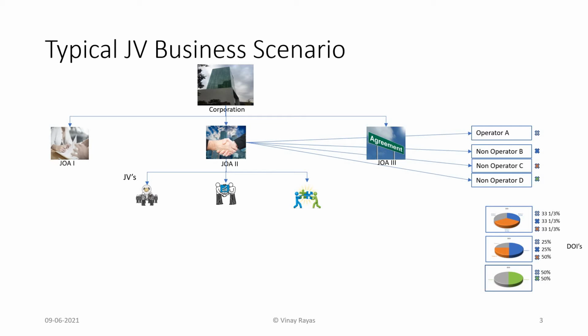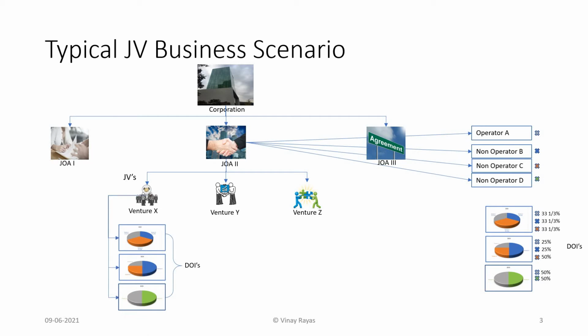In this example, JOA2 has three JVs, namely X, Y and Z. The JVX has three different DOIs and JVZ has one DOI applicable. Let us say, JVY is in the planning stage and at this time does not have any specific DOI applied to it, and is expected to inherit a default DOI, defined at the JOA level.